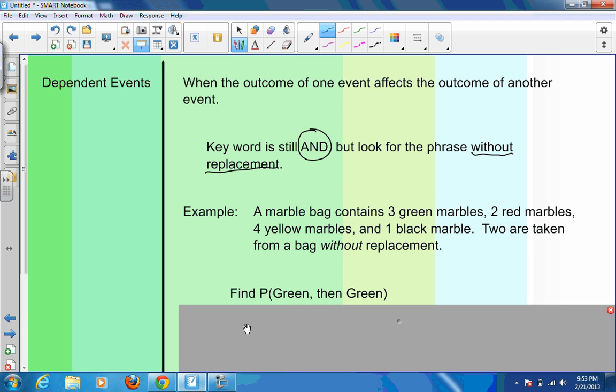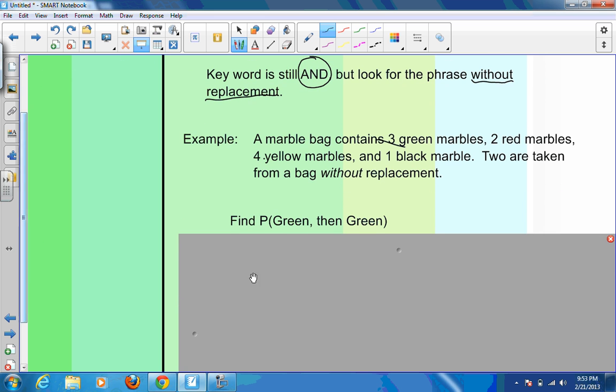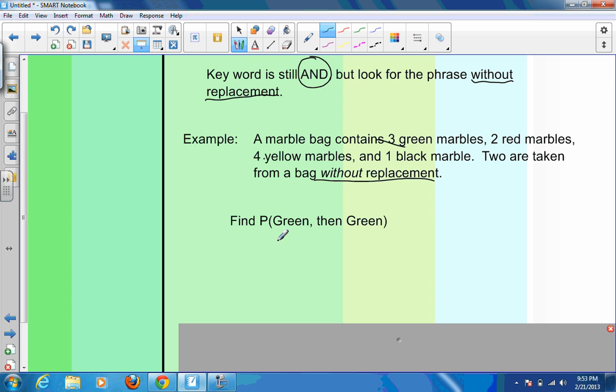So let's look at an example. This is the same example from before. 3 green, 2 red, 4 yellow, 1 black, okay? And now what we're going to do is take from the bag and keep them. We're not going to replace these. So let's do the same problem that we had before, but not replace them. If I take my green marble the first time, I still have 3 out of 10. But now think of this. I've taken that green marble and I did not put it back.